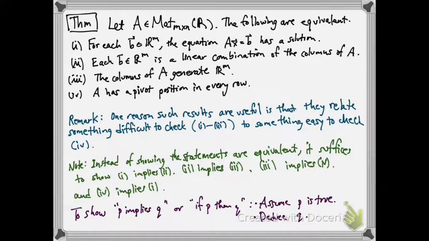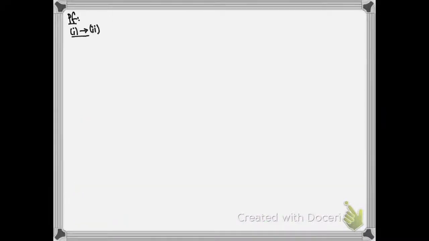So recall that if I want to show a conditional, a P implies Q type of statement, or an if P then Q statement, I want to assume that P is true and then try to deduce Q. So let's go through the proof. Let's start with 1 implies 2.